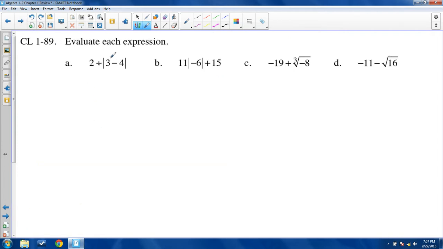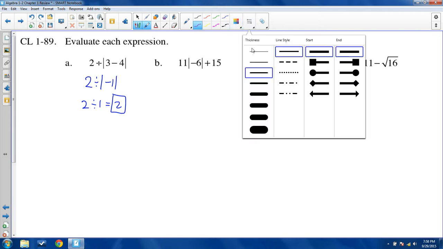All right, let's evaluate each expression. We'll go pretty quick here. Absolute values act like parentheses. You do what's inside of them first, and then you take the absolute value, and then you go from there. 3 minus 4 is negative 1. The absolute value of negative 1 is 1, so 2 divided by 1 gives you 2. That's the evaluation for A.